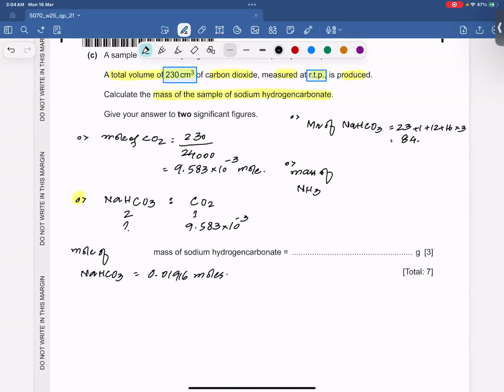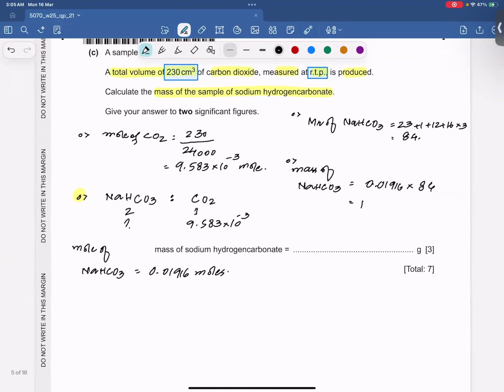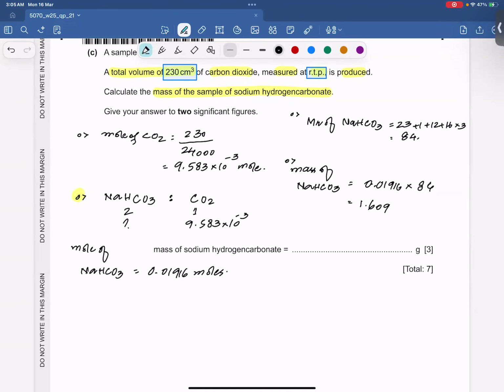With sodium hydrogen carbonate, because we know the mass and we know the MR and we know the moles. 0.01916 into 84. So it's going to be how much? Multiply by 0.01916. So it's basically, my bad, 0.01916 into 84. It's going to be 1.60944.